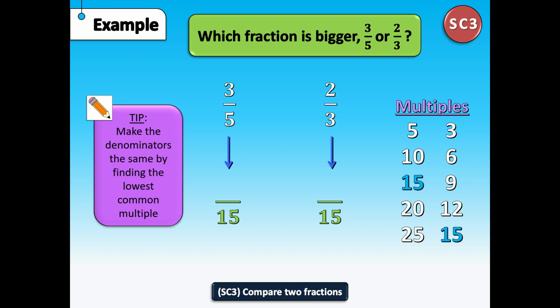Now we just need to think about, on the first fraction, what have I times 5 by to make 15? Well, I've times it by 3, so I need to times the top by 3 as well. So 3/5 is equivalent to 9/15ths. And on the second fraction, what have I times 3 by to make 15? Well, I've times it by 5, so I need to times the top by 5 as well. So 2 times 5 is 10. And now I can compare them, because I know that 10/15ths is bigger than 9/15ths. So 2/3 is going to be bigger than 3/5.